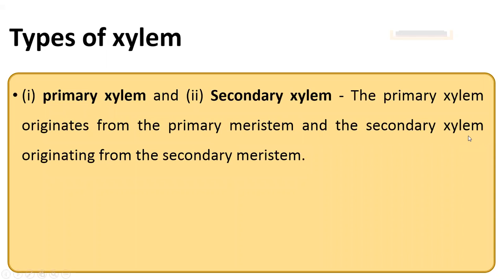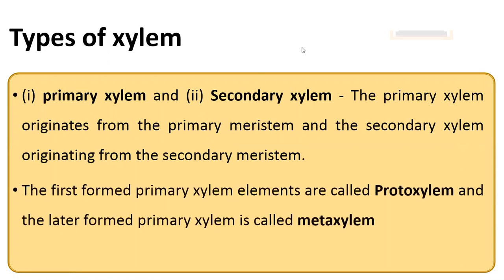Now coming to types of xylem. We have primary xylem and secondary xylem. Primary xylem is that which has originated from primary meristems. I'm sure that you know what a primary meristem is. Secondary xylem is that which has arisen from secondary meristem. What are secondary meristems? These are the meristems that arise from cambium cells, vascular cambium or cork cambium.